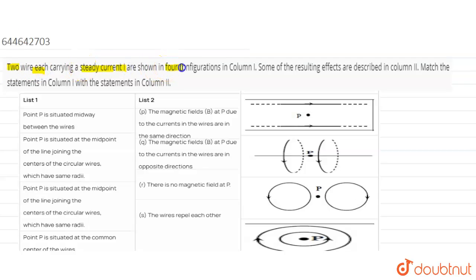Hello guys, so today we have this question that two wires each carrying a steady current I are shown in 4 configurations in column 1. Some of the resulting effects are described in column 2. Match the statements in column 1 with the statements in column 2.